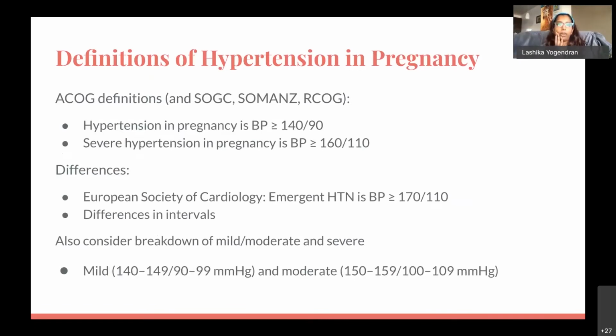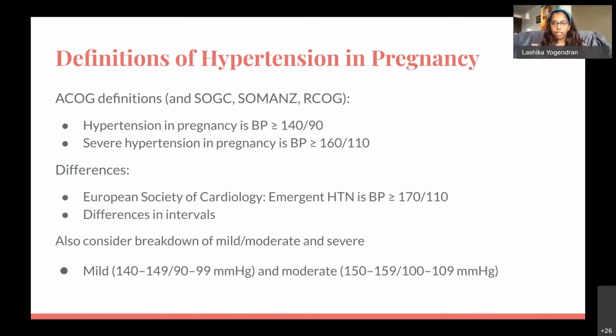So talking about the definitions of hypertension in pregnancy, these are very broad. The ACOG definitions, as well as SOGC, which is Canada, SOMANZ, which is Australia and New Zealand, and RCOG, which is in England. Generally, hypertension in pregnancy is a blood pressure greater than or equal to 140 over 90, and severe hypertension in pregnancy is greater than or equal to 160 over 110.